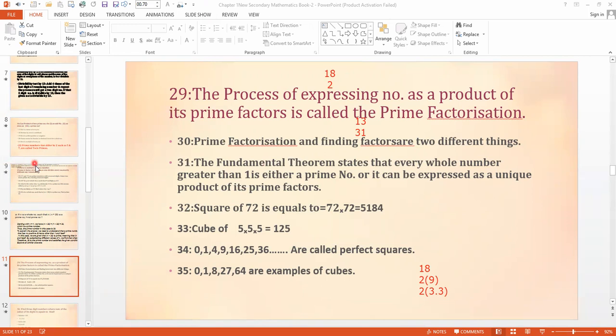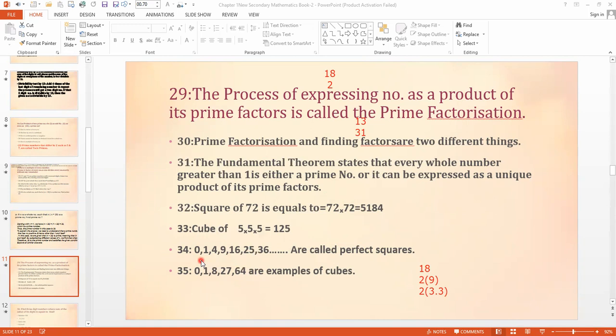Similarly, today we learned about tests of divisibility, prime numbers, composite numbers, and prime factorization. Now we move towards the next topic: square, square root, cube and cube root. They are asking, what is the square of 72? What is the meaning of square? Multiply the same number 2 times. So if 72 is given, we multiply 72 by 72 and get 5,184. Similarly, we have to take the cube of 5 into 5 into 5.